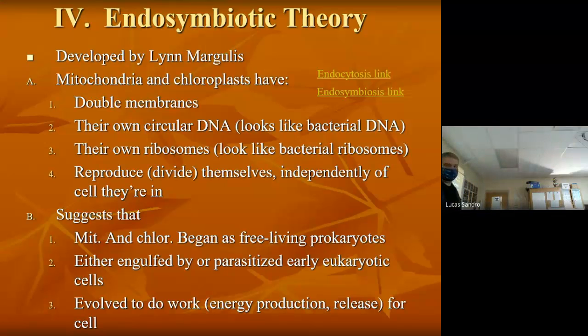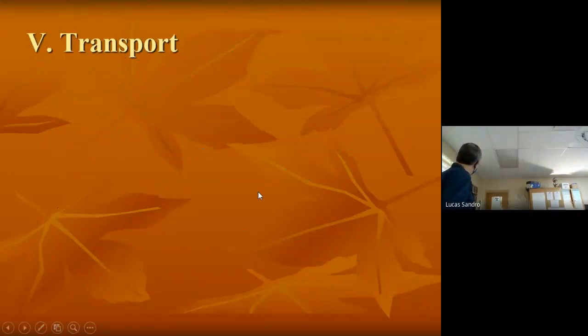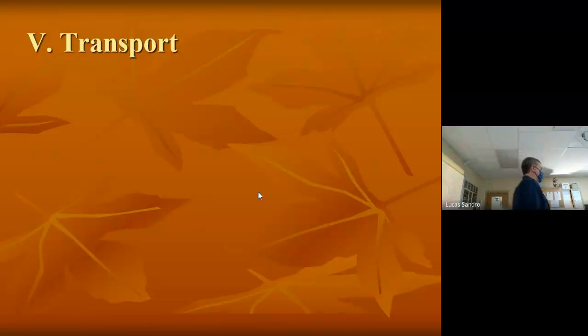So, moving on now to our next part of the chapter, which is all about how things get in and out of the cell. You know about cell parts now. Now we got to talk about how stuff moves into and out of cells. We call that transport. In other words, how things are transported into and out of cells.